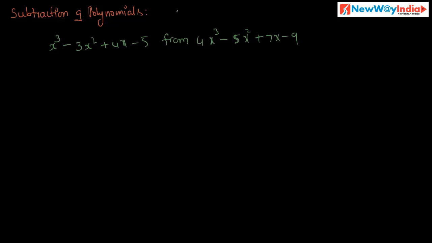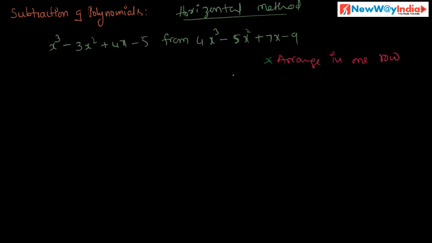This is the horizontal method. In the previous part we discussed the column method. In the horizontal method, first you have to arrange these two expressions in one row. Let us see how you can arrange them in a row. First consider this expression. This is subtracted from this one. So what you have to subtract? This is subtracted from this expression.